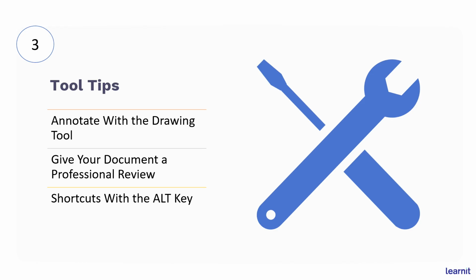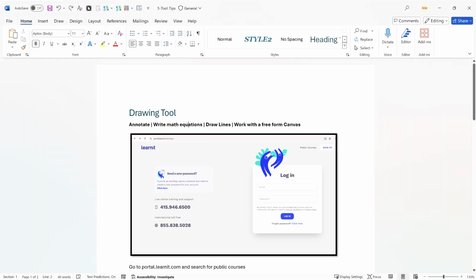Welcome to segment 3. It's time for tooltips. We'll start off with annotating with the drawing tool. Go ahead and open up file number 3. So file number 3 here is all about tooltips. We'll go ahead and take a look at the drawing tool. Now with the drawing tool, we can annotate, which is my favorite thing to do. I create a lot of how-to documents, and I like to use the drawing tool to annotate. We can write math equations. We can draw lines, specific degrees, and we can work with a free-form canvas.